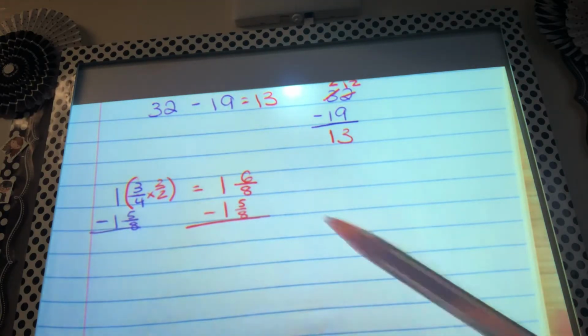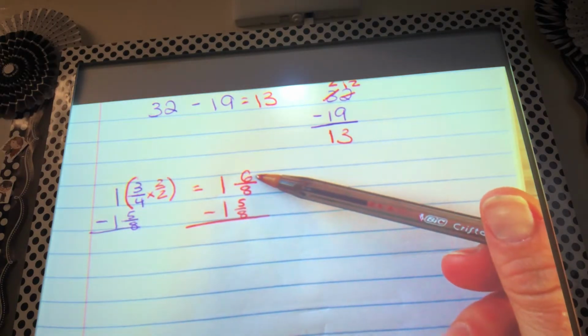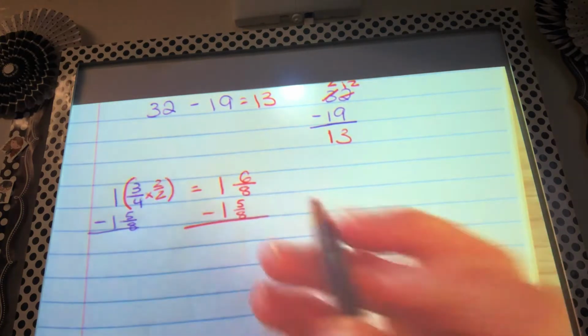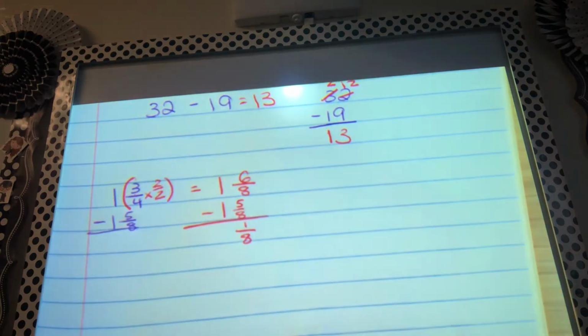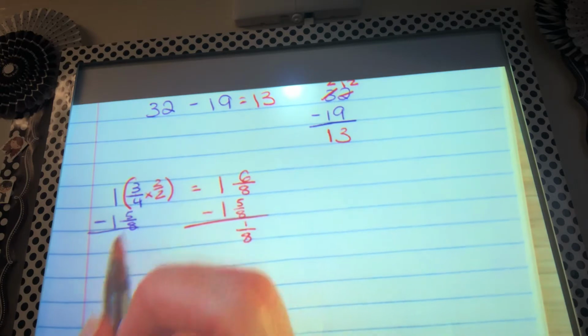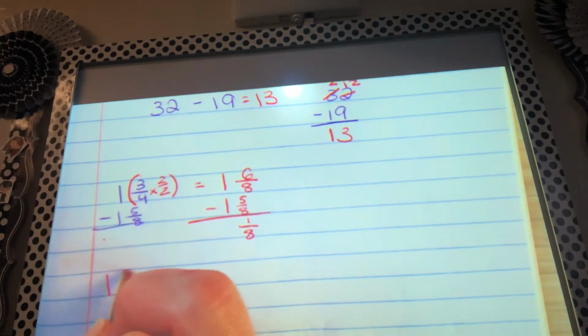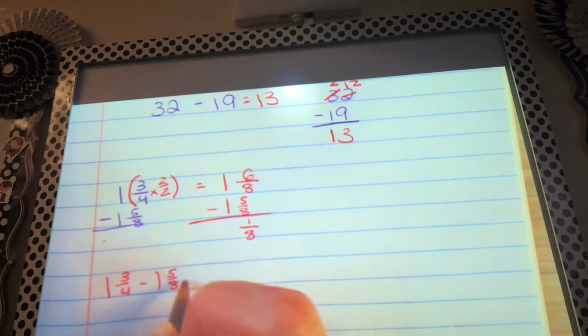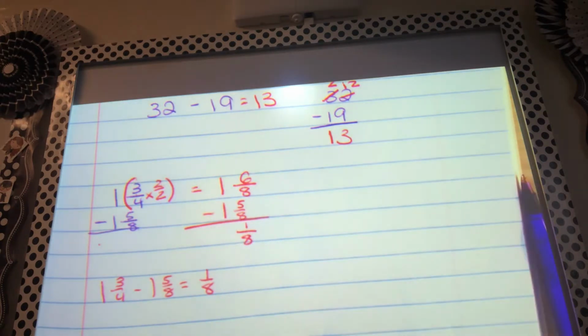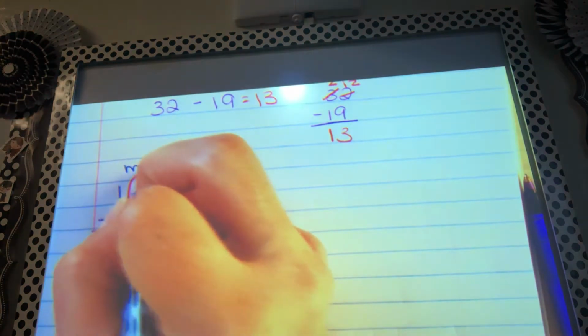Well, it's quite simple here because my 6 numerator is larger than my 5 numerator. So there's no regrouping necessary. 6 take away 5 would be 1, and those are still 8s. 1 take away 1, that would be 0, and there's no need to write the 0 there. So I know that 1 3/4 take away 1 5/8 equals 1/8. Now, when I'm thinking about finding other values that require regrouping, this is mixed number subtraction.